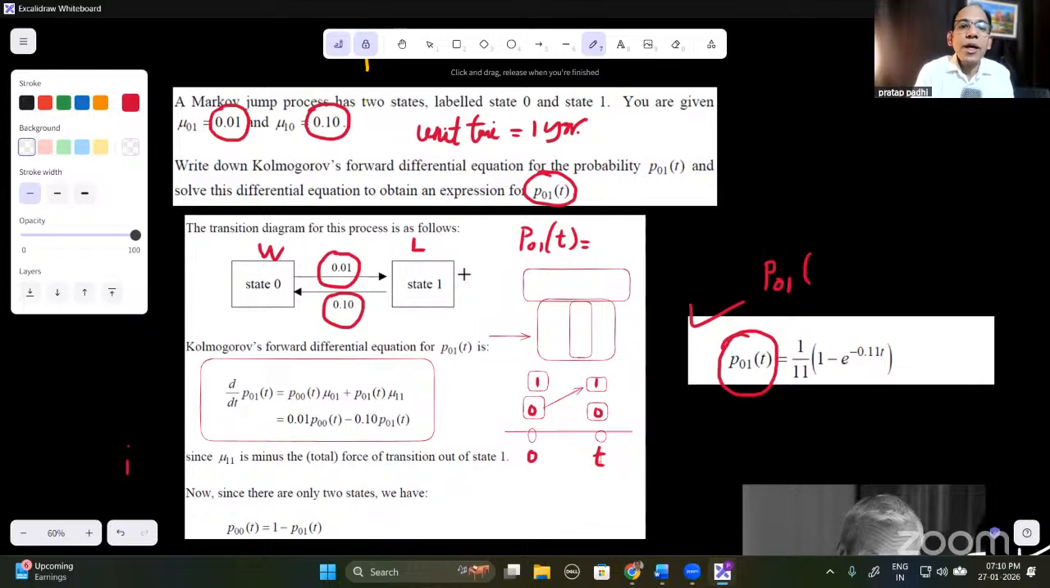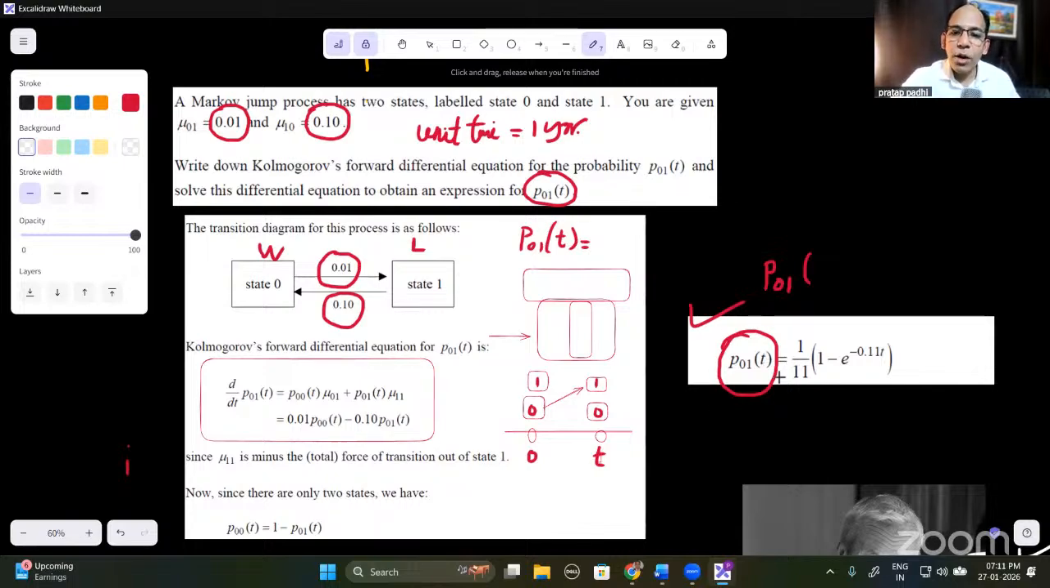There is a concept of generator matrix. You must have studied the transition matrix. From the transition matrix, we will come to the generator matrix. Just as the transition matrix gives you probabilities, the generator matrix will give you all the intensities, all the forces of transition. We'll go to that.